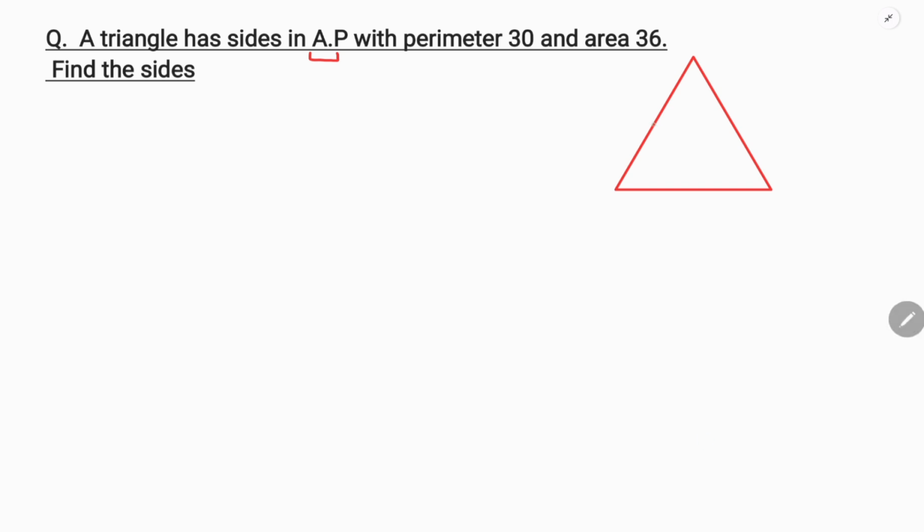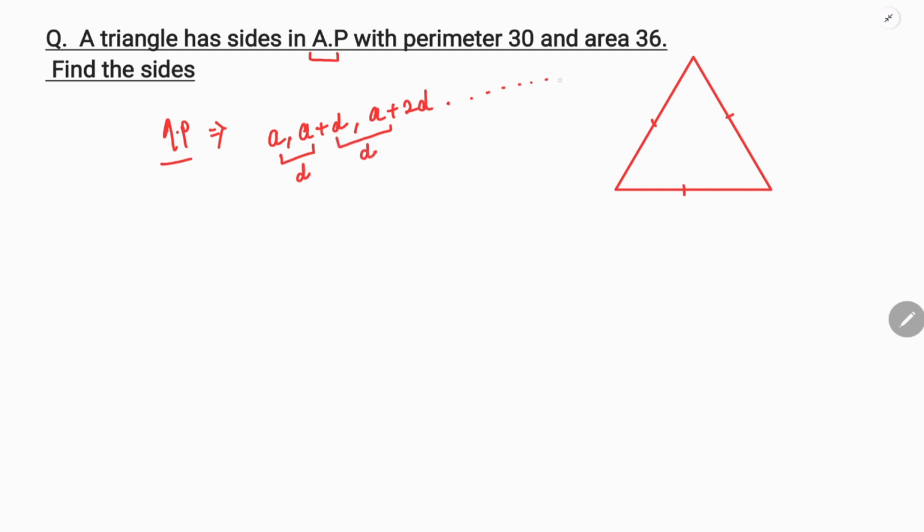Since we know that a triangle has three sides, right? And what is an AP now? First of all, I will tell you what an AP is. An AP is a progression where the difference between each consecutive term is the same. Like a, then the second term will be a plus d, and the third term will be a plus 2d, and so on. If you notice here, the difference between the second and first is d, and the difference between the third and second is d. So this is called an AP.